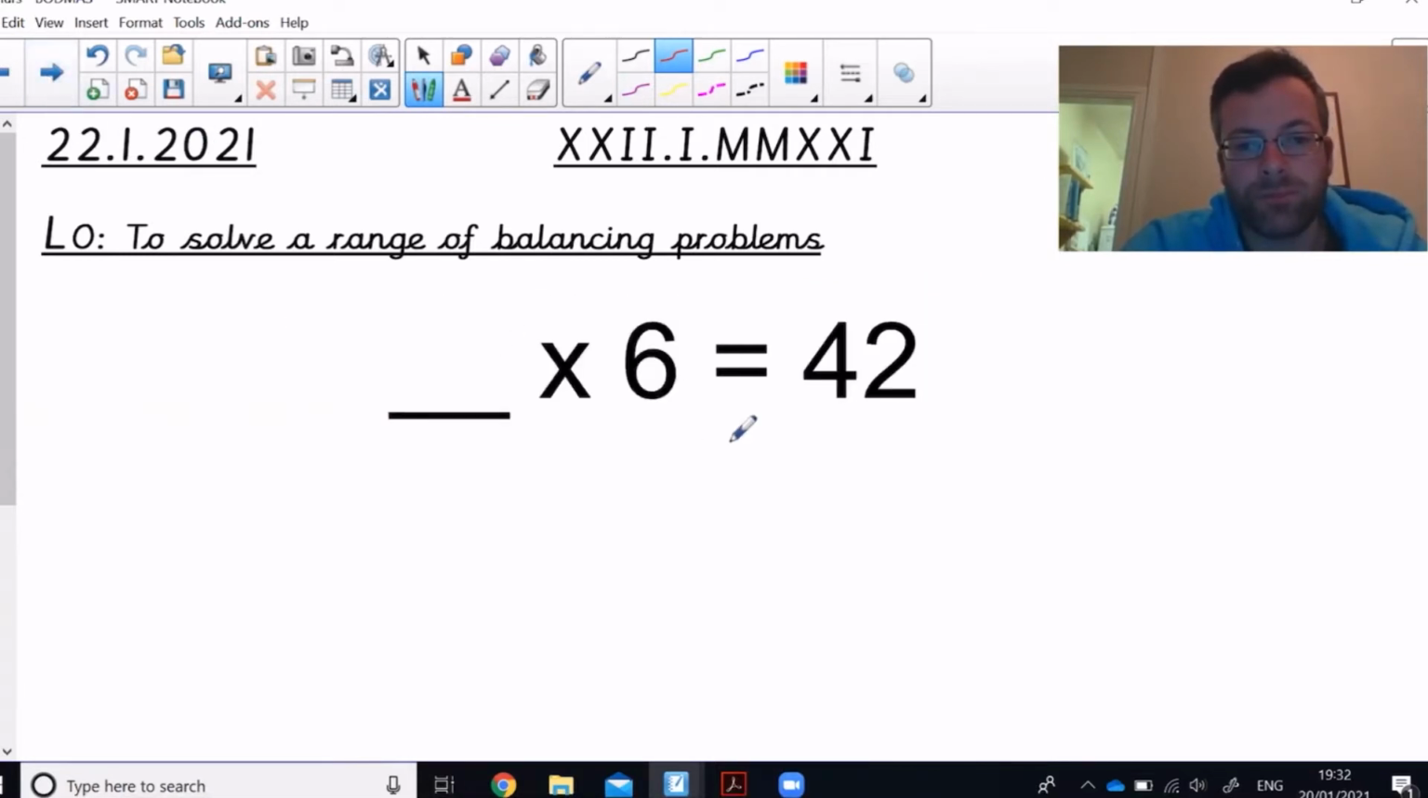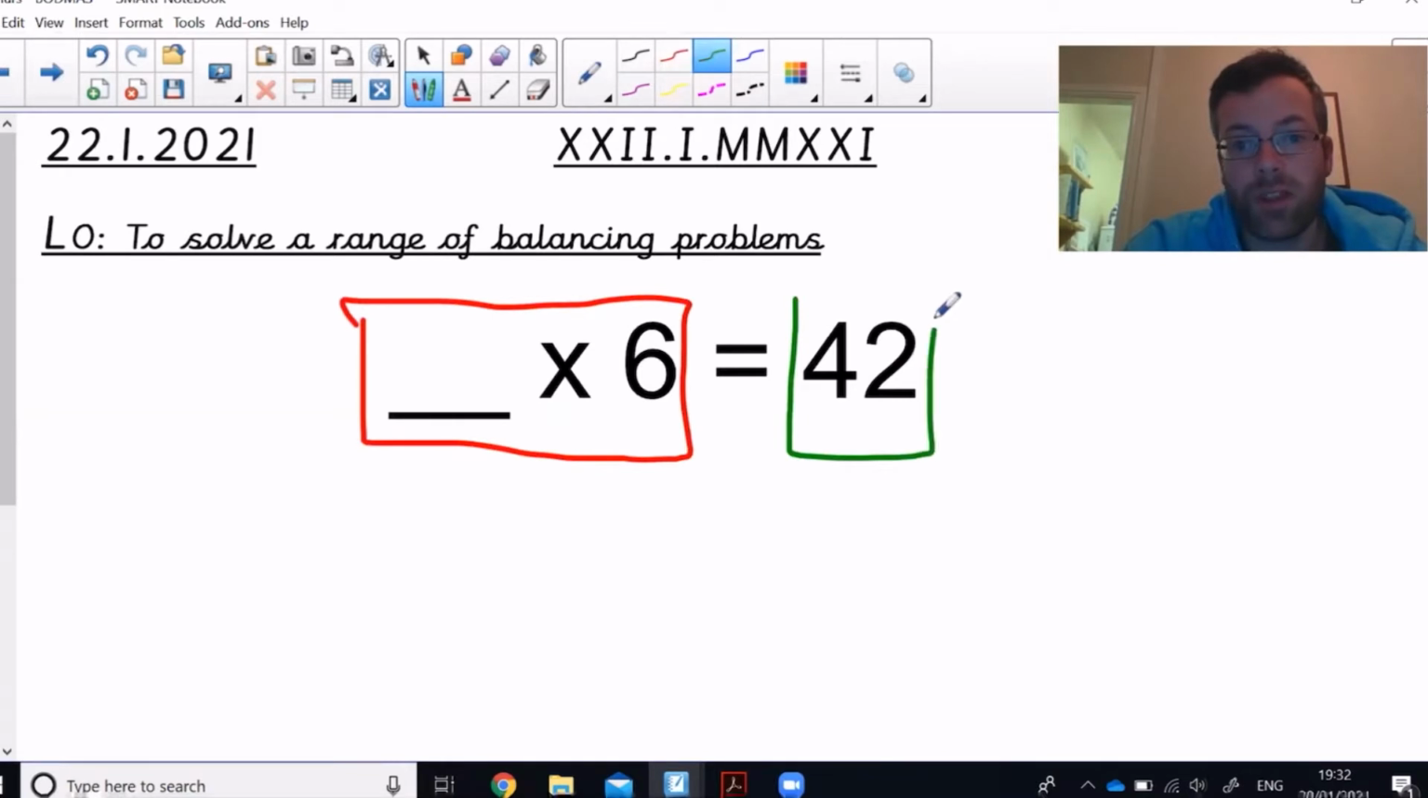Next one, we need this side to be the same as this side. We already know what this side is because this means it's the same. That side's 42. So we need this side to equal 42 as well. And to do that, something times 6 is 7.